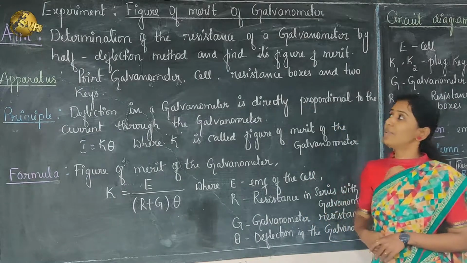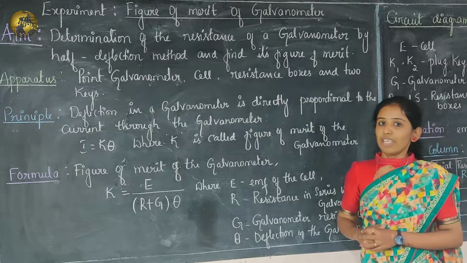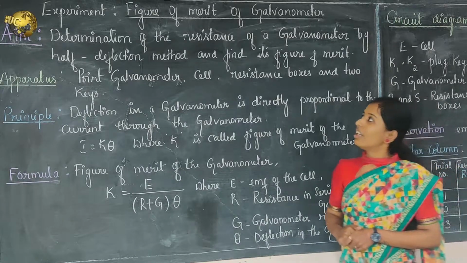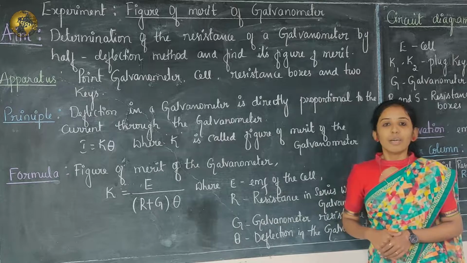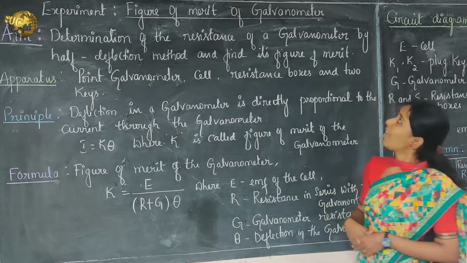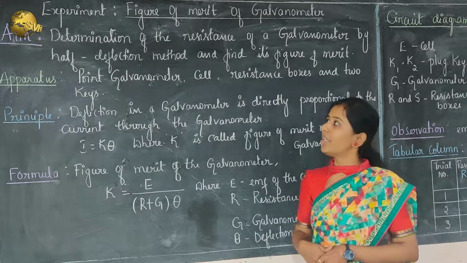Today in this session we'll be discussing the figure of merit of a galvanometer. First let me explain what figure of merit and galvanometer are. Figure of merit is nothing but the amount of current produced per unit deflection. A galvanometer is an instrument used to measure a very feeble current.